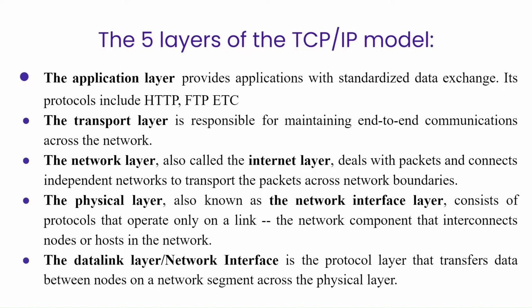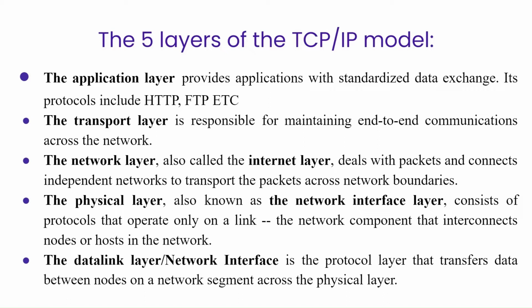There are 5 layers of the TCP/IP model. Starting with, we have the application layer, which provides applications for standardized data exchange. Its protocols include HTTP, FTP, and many others. Again, we have the transport layer, which is responsible for maintaining end-to-end communication across the network. In the third point, we have the network layer, which is also called the internet layer, which deals with packets and connects independent networks to transport the packets across the networks.